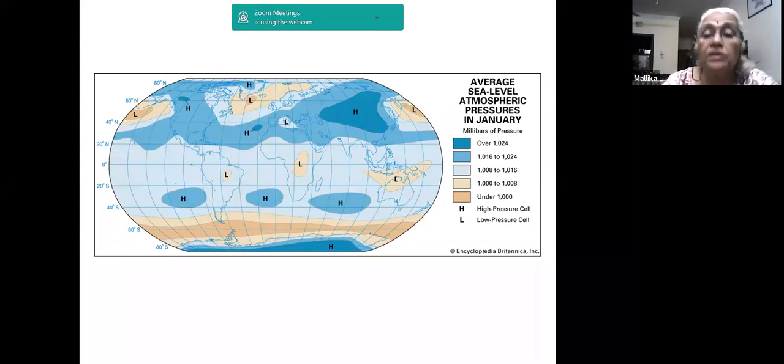Now, it would depend upon the season, because like we talked about yesterday, water heats up slowly and cools down slowly. So in summer, you will have low pressure over the oceans and you will have high pressure over the sea. So in summer in the northern hemisphere, you have a low pressure. This is the winter condition here, right?